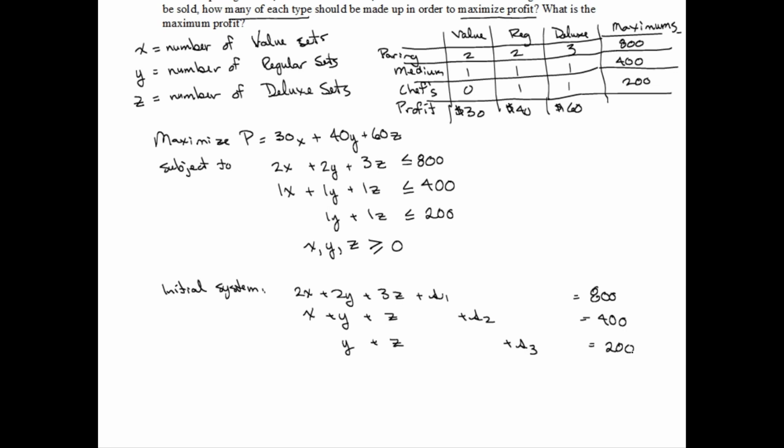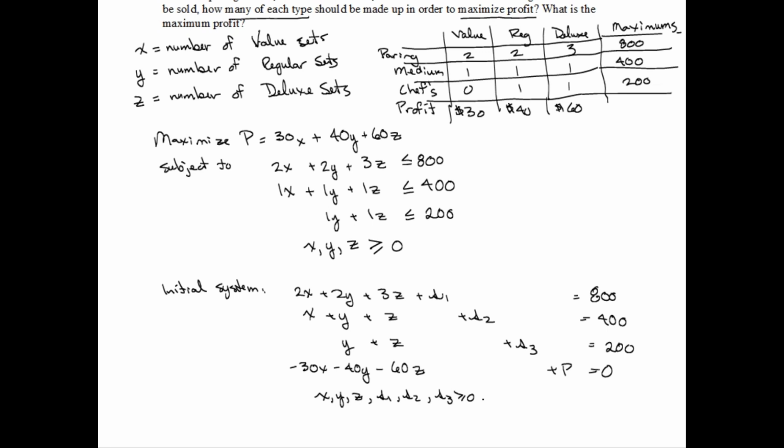And then I go back to my objective function. I move everything to the left side by subtracting. So we end up with negative 30x. Negative 40y. Negative 60z plus p is equal to 0. And then, of course, x, y, z, and all my slack variables have to be non-negative.